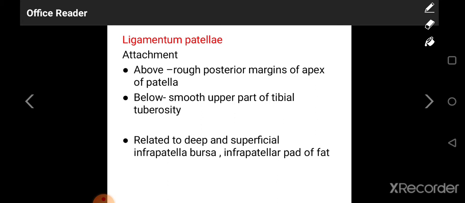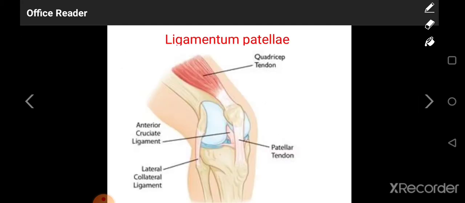Then the second ligament of the knee joint is the ligamentum patelli. Attachments. Above, it is attached on the rough posterior margins of the apex of patella, and below it is attached to the tibial tuberosity. As we have seen in the previous image, it is related to the deep and the superficial infrapatellar bursa, infrapatellar pad of fat. So here we can see the ligamentum patelli. This is the ligamentum patelli or patellar tendon, and it is attached from the apex of patella up to the tibial tuberosity.